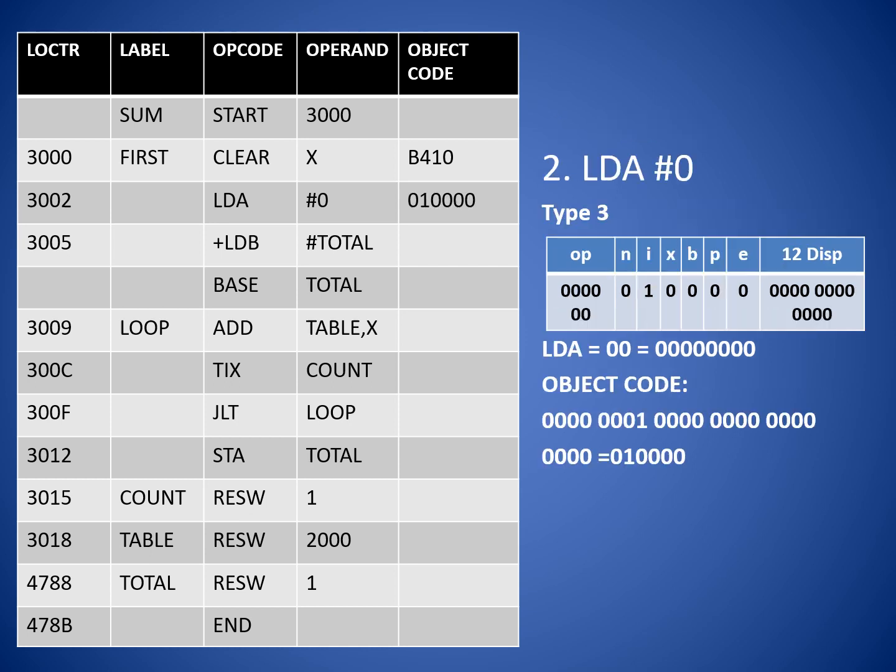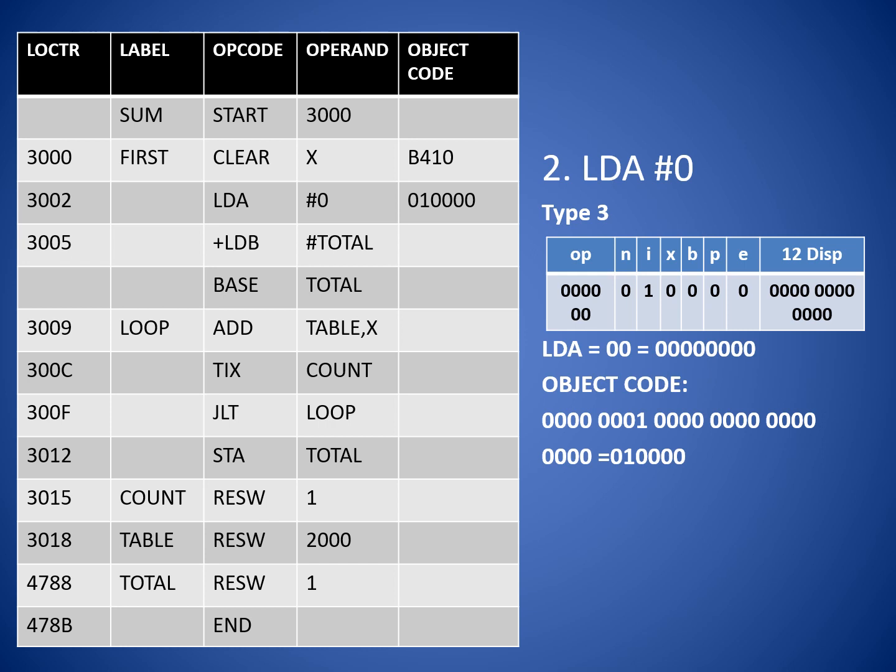Going to the next, LDA #0. LDA #0 belongs to type 3 format. The LDA opcode is 00. We take the first 6 bits for the opcode. Then NIXBPE: N stands for indirect addressing mode, I stands for immediate addressing mode, X stands for index addressing mode, B stands for base relative addressing mode, and P stands for program counter relative addressing mode. E is set to 0 if it is type 3, and E is set to 1 if it is type 4. The displacement has 12 bits if it's type 3, and the address has 20 bits if it is type 4.